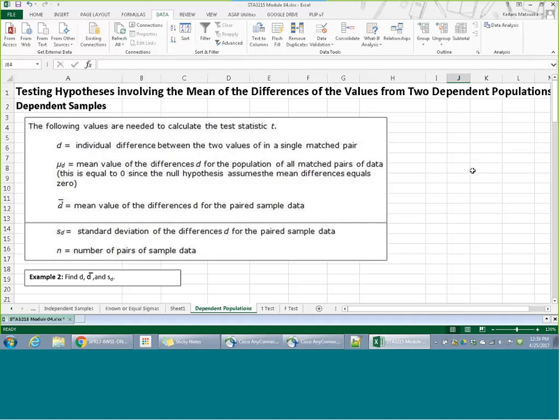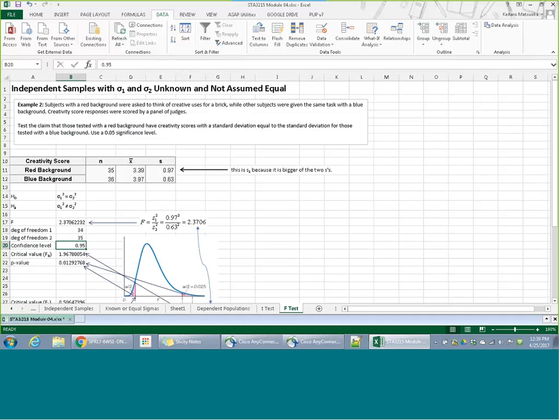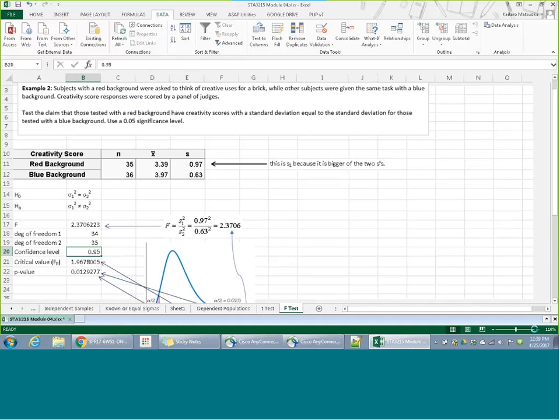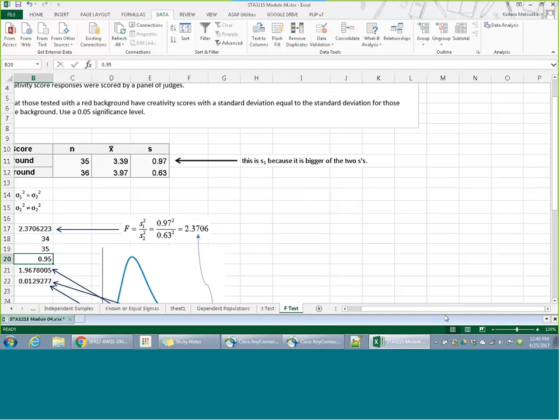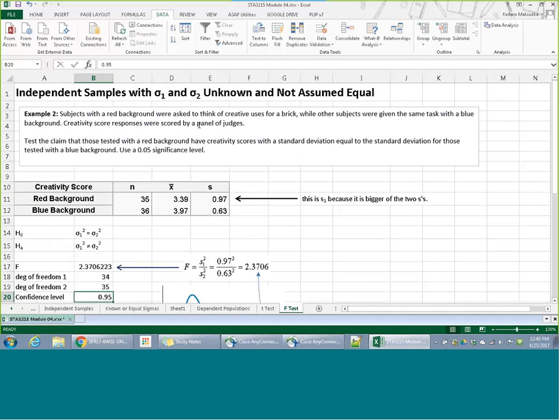All right, so now we cover the proportions, the mean, known sigma, unknown sigma, and the means for the dependent samples. So the last one we got to cover is independent samples with sigma 1 and sigma 2 unknown and not assumed to be equal. But in this case, we're going to be looking at the standard deviation. Okay? If that's the case, you come to this tab.